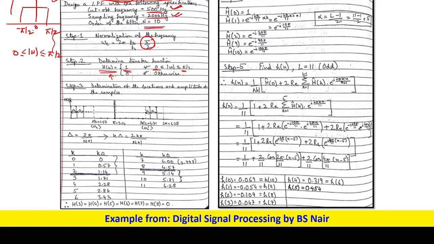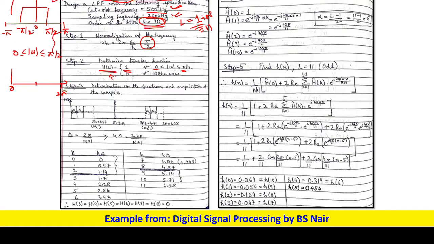Now the question which has been given over here is that we have an order of the filter. Order of the filter is 10. So how many samples will we need? 11. Why? Because length of the filter is N plus 1, which is equal to 11. So instead of taking the frequency region minus pi to pi, we will be considering it from 0 to 2 pi.